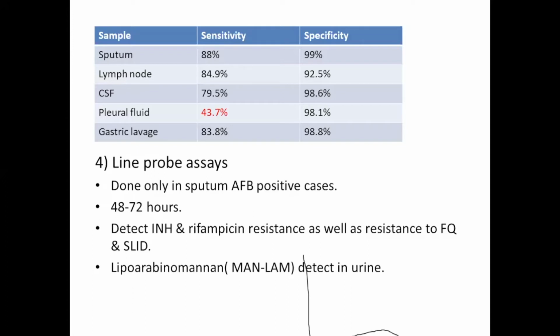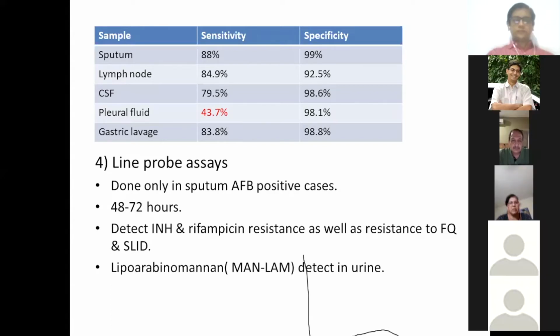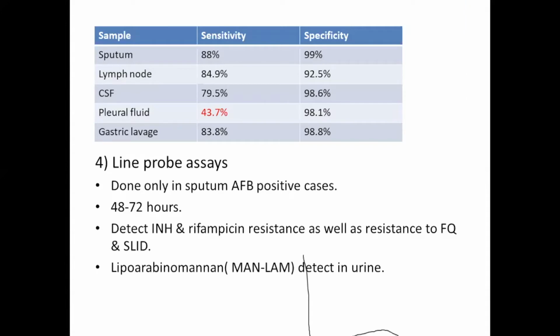Other technique is line probe assay. It is also a PCR-based technique and done only in sputum AFB positive cases. It takes 68 to 72 hours. It detects INH and rifampicin resistance as well as resistance to fluoroquinolones and second line injectable drugs. Lipoarabinomannan is also detected in urine.